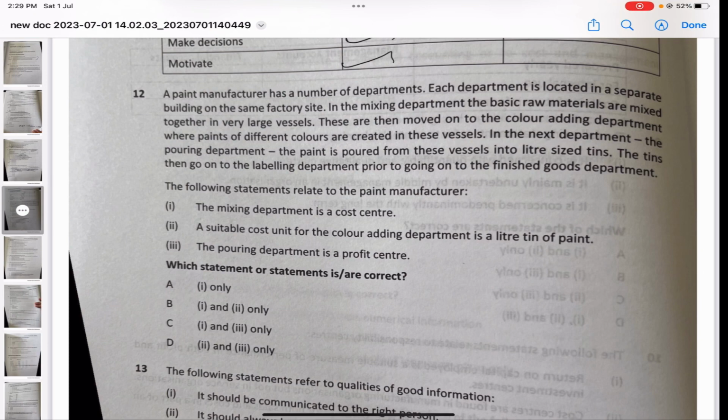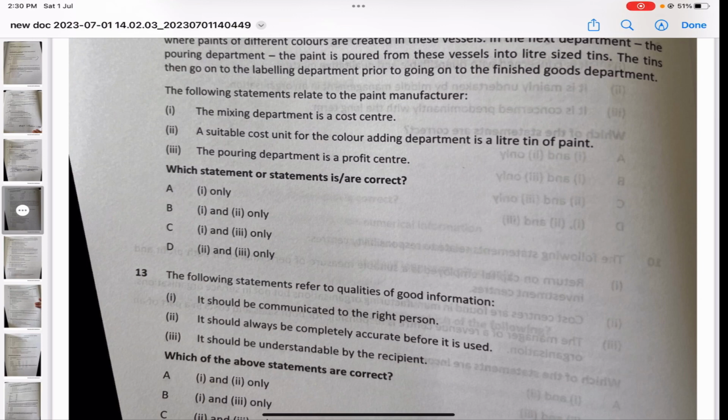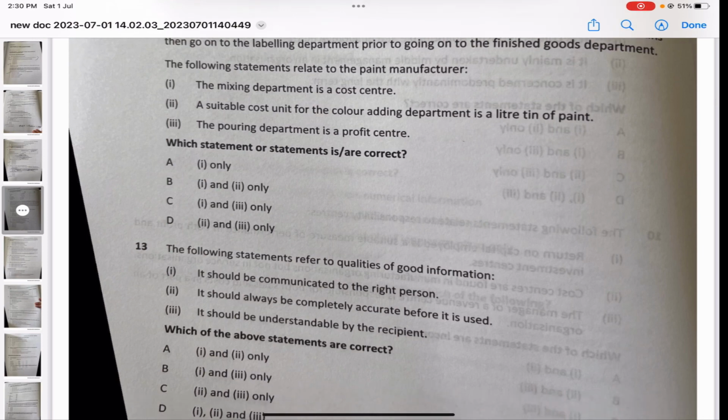Question number 12. A paint manufacturer has a number of departments. Each department is located in a separate building on the same factory site. In the mixing department, the basic raw materials are mixed together in very large vessels. These are then moved on to the color adding department, where paints of different colors are created in these vessels. In the next department, the pouring department, the paint is poured from these vessels into liter size tins. The tins then go on to the labeling department prior to going on to the finished goods department. Okay. The following statements relate to the paint manufacturer.